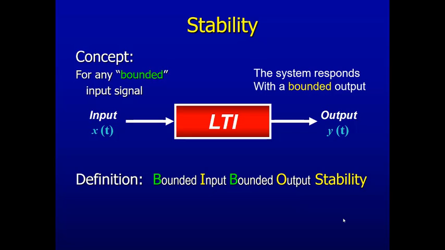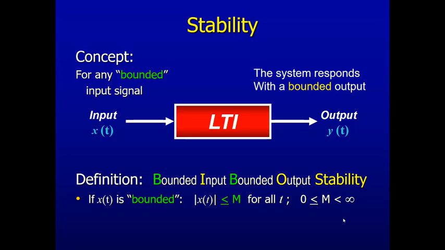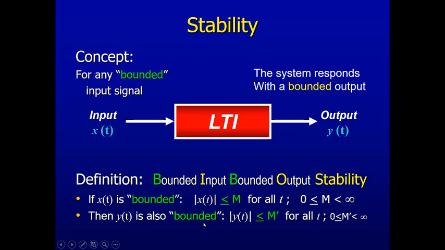Now the output doesn't have to have the same boundaries as the input. The output signal could be bigger than the input, but as long as it remains bounded, as long as it doesn't go shooting off to infinity, that's okay. So if x of t is bounded by some boundary value M for all time, and I put that into my system, y of t also has to be bounded by some other boundary, call it M prime. Both of those boundaries must be less than infinity. If that's true, then my system is bounded input, bounded output stable.